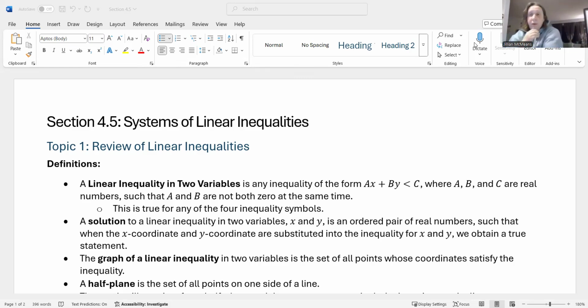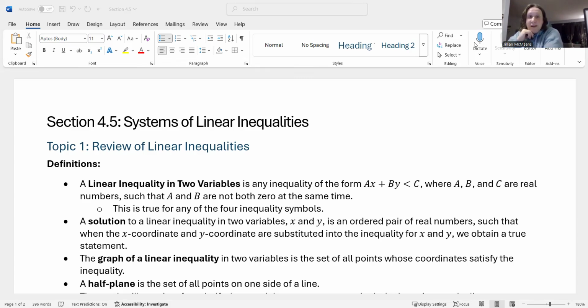Okay, to wrap up our chapter on systems of linear equations in two variables, we are going to discuss the final topic, which is systems of linear inequalities, again in two variables. So we'll have two inequalities, two variables, and we'll have to find a way to graph those and get a solution. So a few definitions.